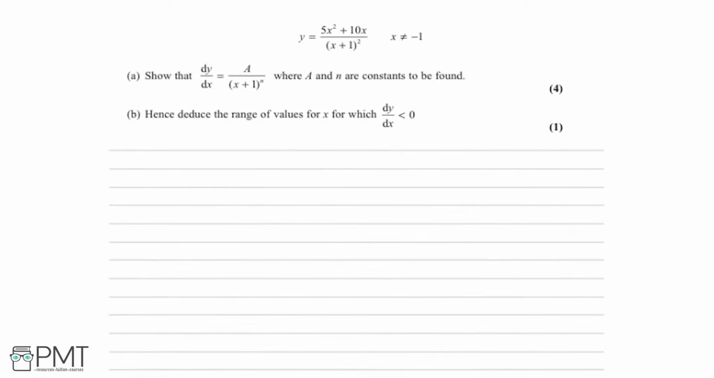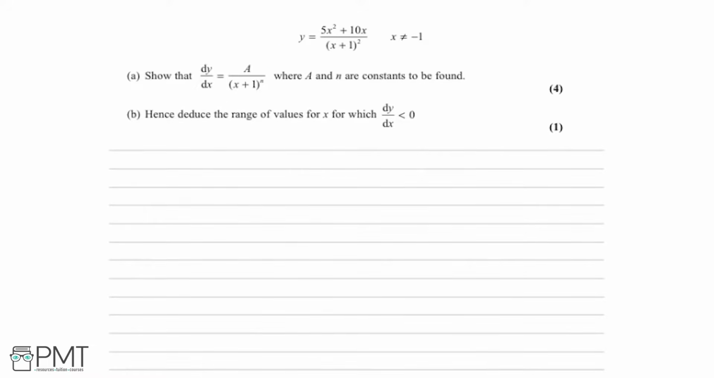Looking at the question, we're given an expression for y. So y equals 5x squared plus 10x all over x plus 1 squared. And we're given a condition that x can't equal minus 1. Part A says we need to show that dy by dx equals a over x plus 1 to the power of n, where a and n are both constants that we need to find. And this is a 4-mark question.